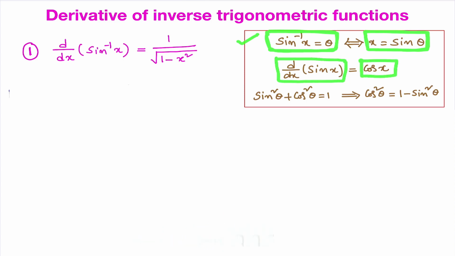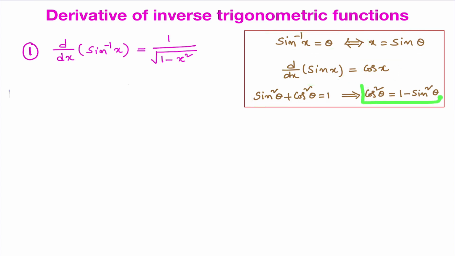In trigonometry, three main trigonometric identities are there. This is the first trigonometric identity: sine square theta plus cos square theta equal to 1. Then what is cos square theta from this? Cos square theta is 1 minus sine square theta. These three formulas we are going to use while doing the proof of this result.